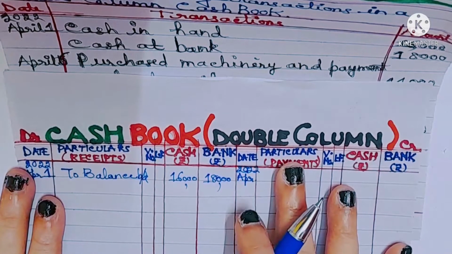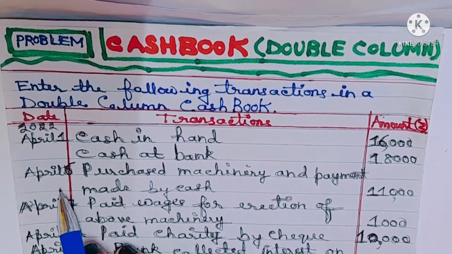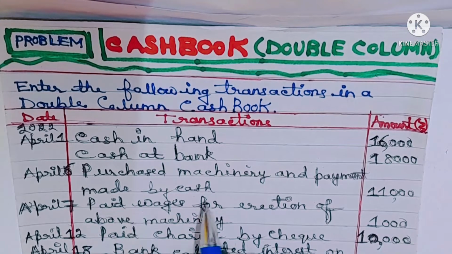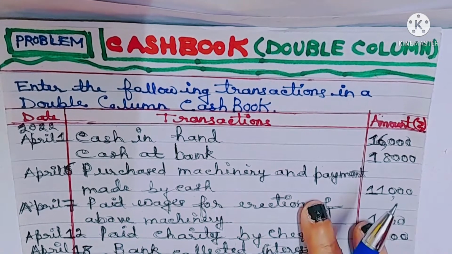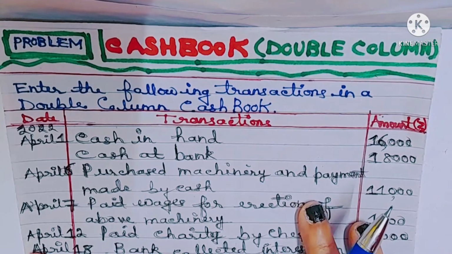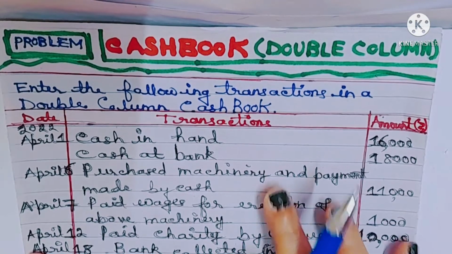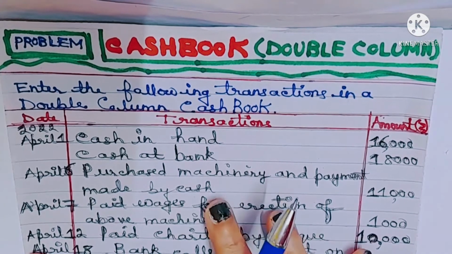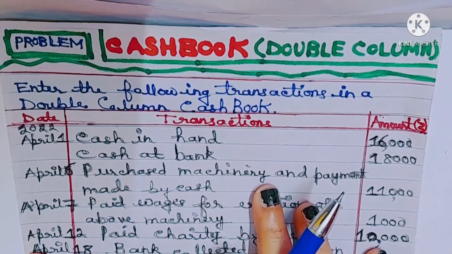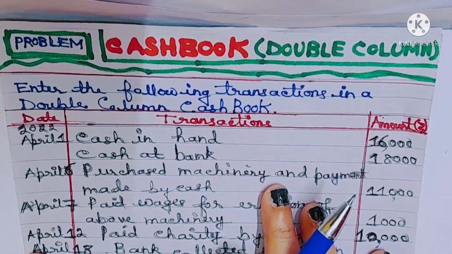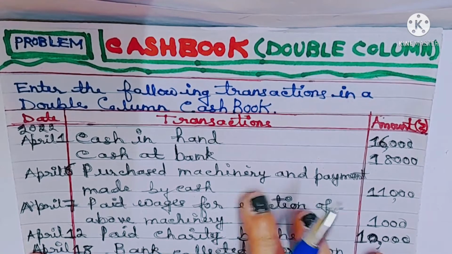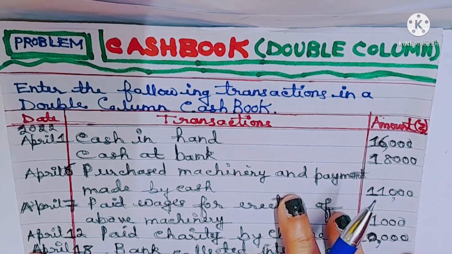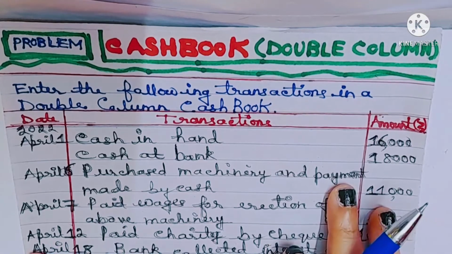Now let's see the next transaction. The next transaction is on 6th April, purchased machinery and payment made by cash 11,000. So what will be the journal entry? The journal entry will be machinery account debit to cash account. What is the position of cash account? Since cash account is on the credit side, machinery account will also be on the credit side. So we'll have to write by machinery account in the cash book on the credit side in the cash column 11,000. Okay, so let's write.